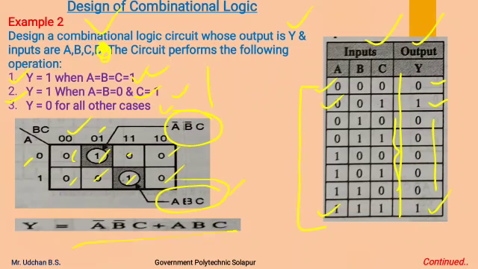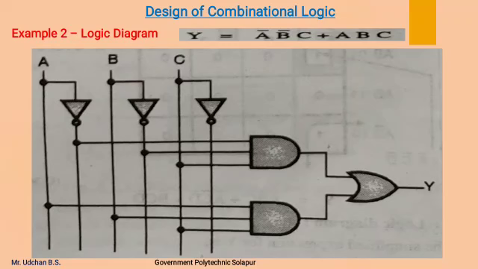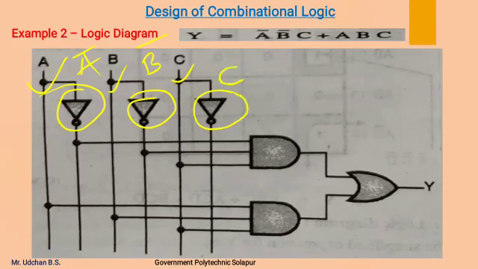From this equation we can draw a logic diagram or combinational circuit which is having variables A bar, B bar, C bar. This is a line of A. Using NOT gate we can get A bar line. This is a line of B. Using NOT gate we can get a B bar line. This is a line of C. Using another NOT gate we can obtain a C bar line.